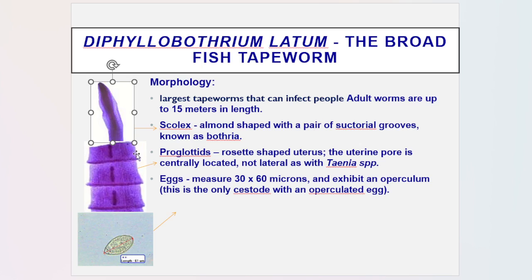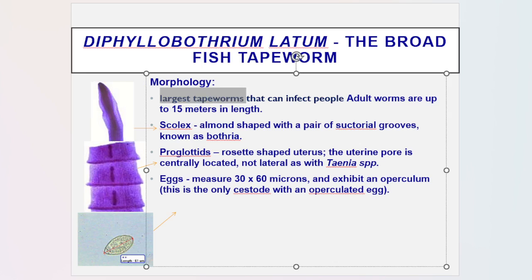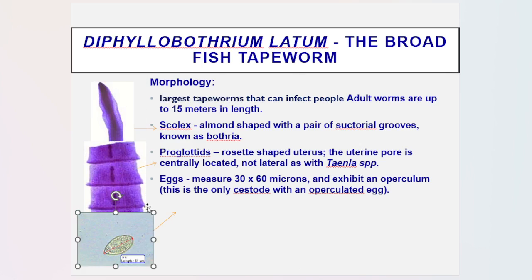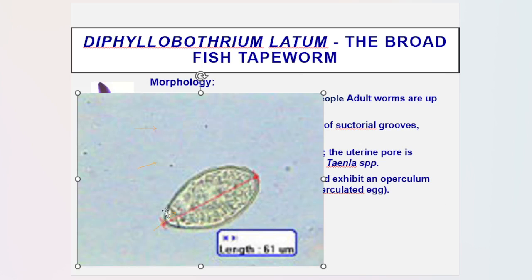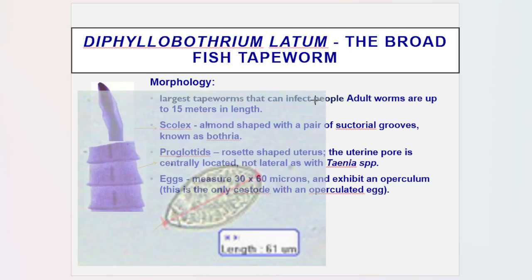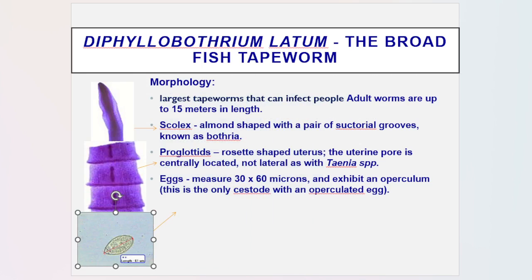Yung proglottids niya, rosette shape ang kanyang uterus, pero hindi siya straight lang. Yung uterine pore niya is centrally located. Aside from that, that's the largest or the longest tapeworm. And yung kanyang egg, meron siyang operculum. So, several reasons kung bakit siya yung black sheep.